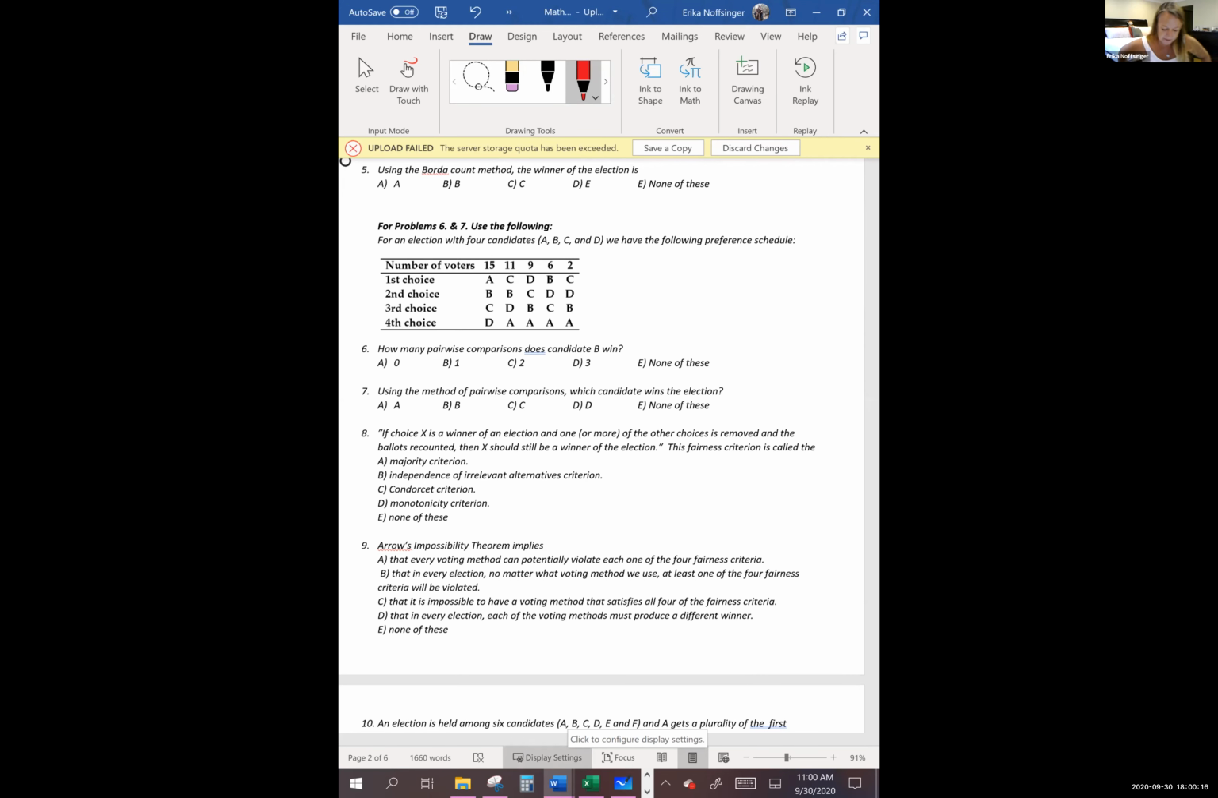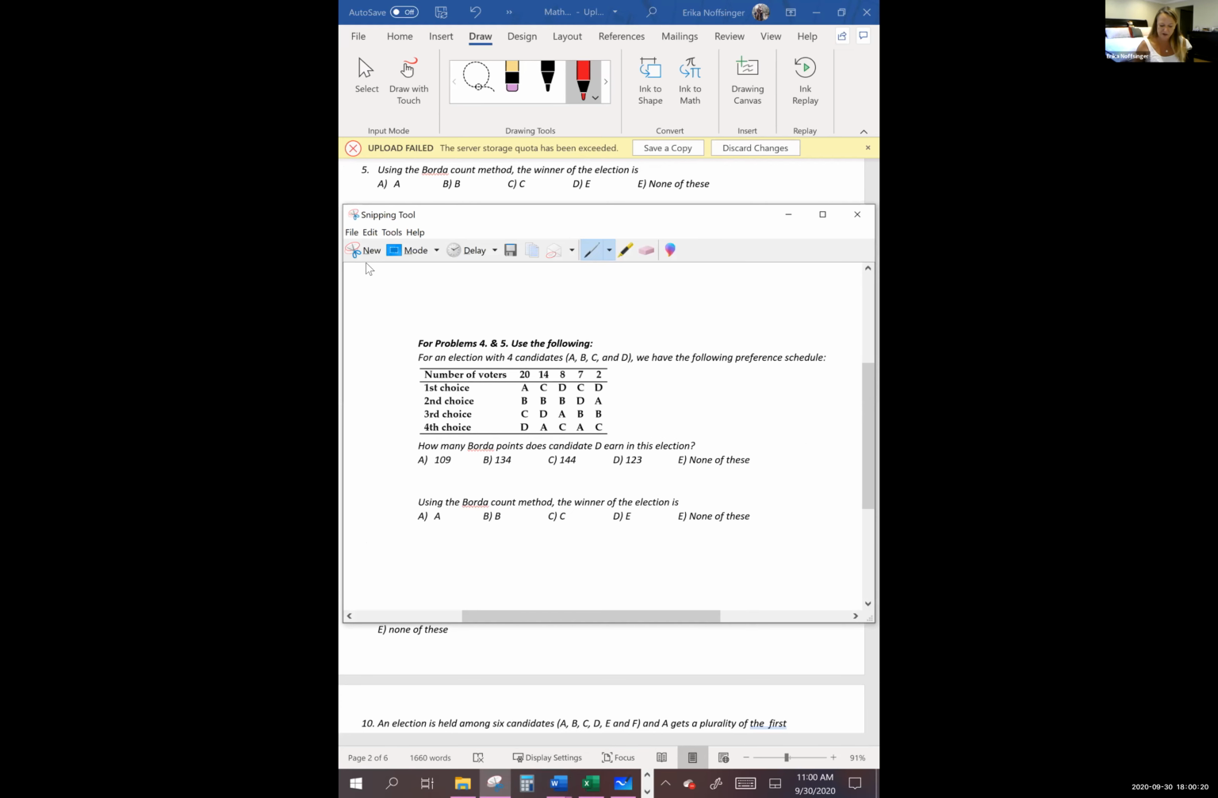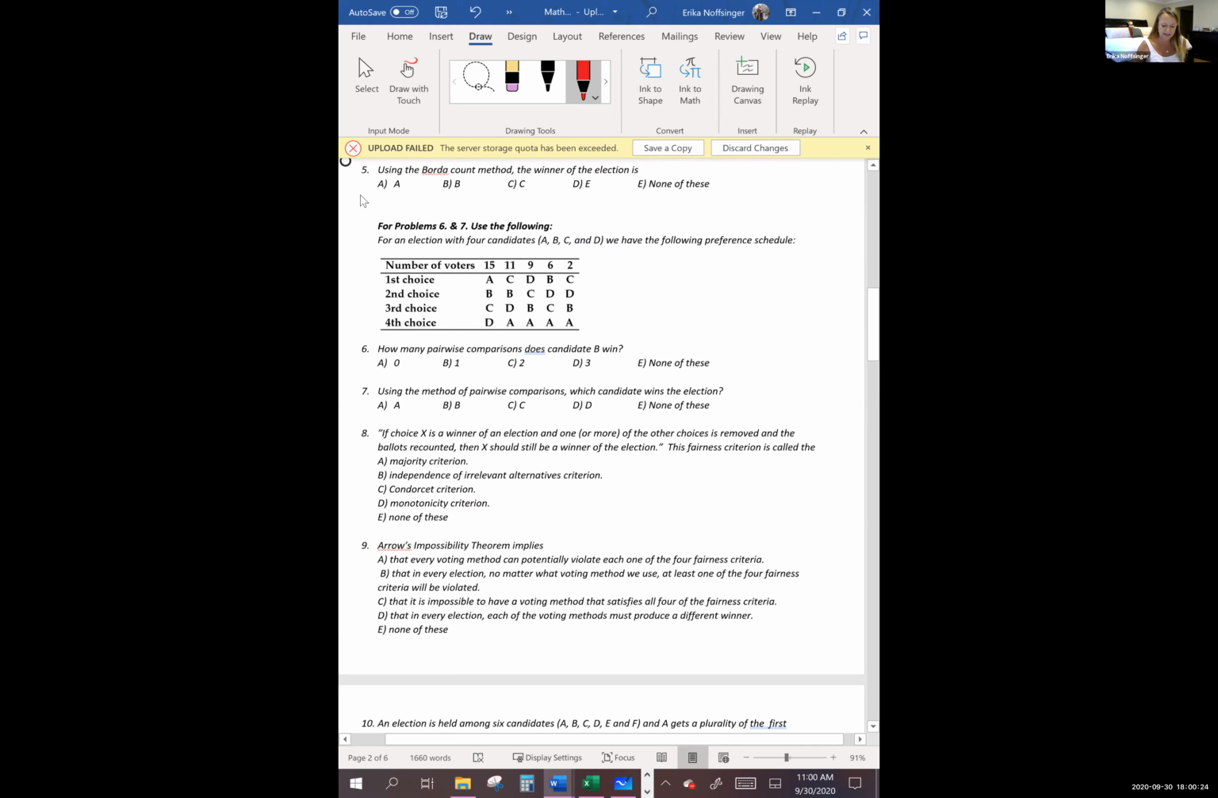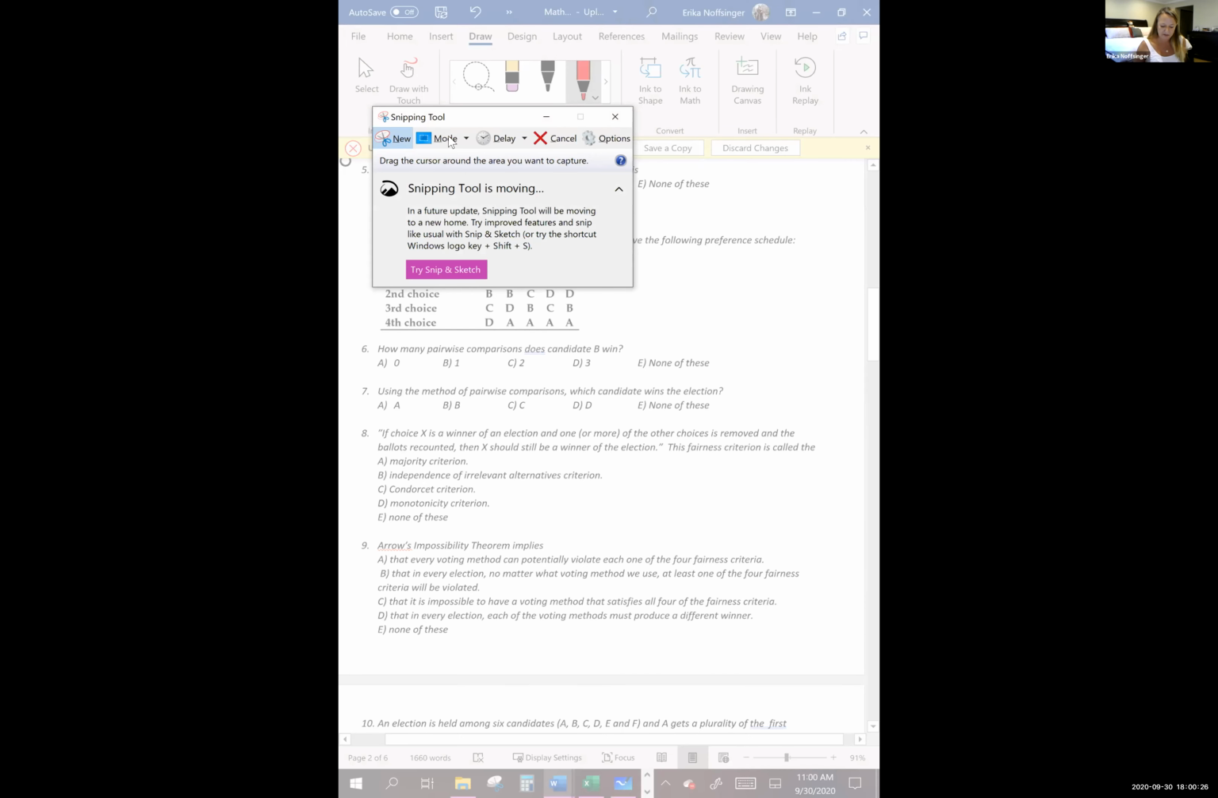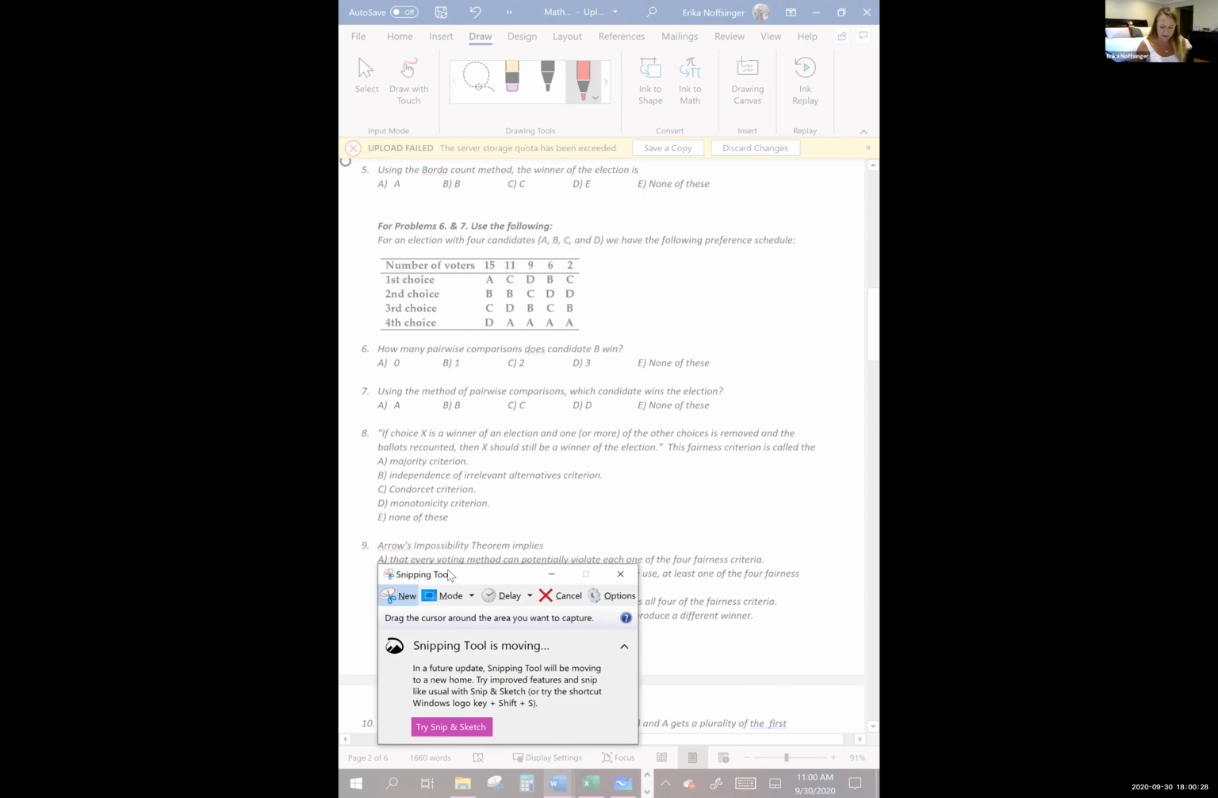So pairwise comparison, that's where you have to go through and pair each candidate with every other candidate and see if they would be the winner of that pairwise comparison or not.